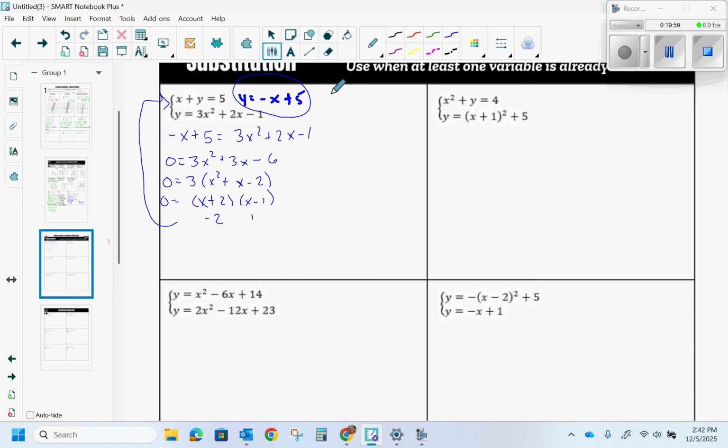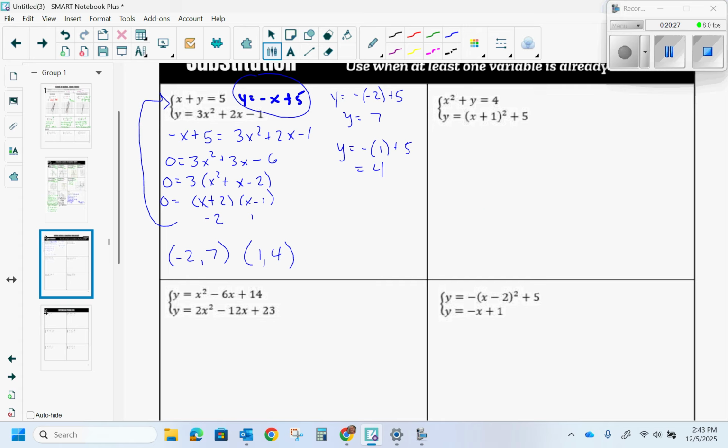All right, so y equals negative 2 plus 5. So y equals 7. So I have one point at negative 2, 7. And then I'm going to plug in 1, and that's going to be 4. So here are two ordered pairs: negative 2, 7, and 1, 4.